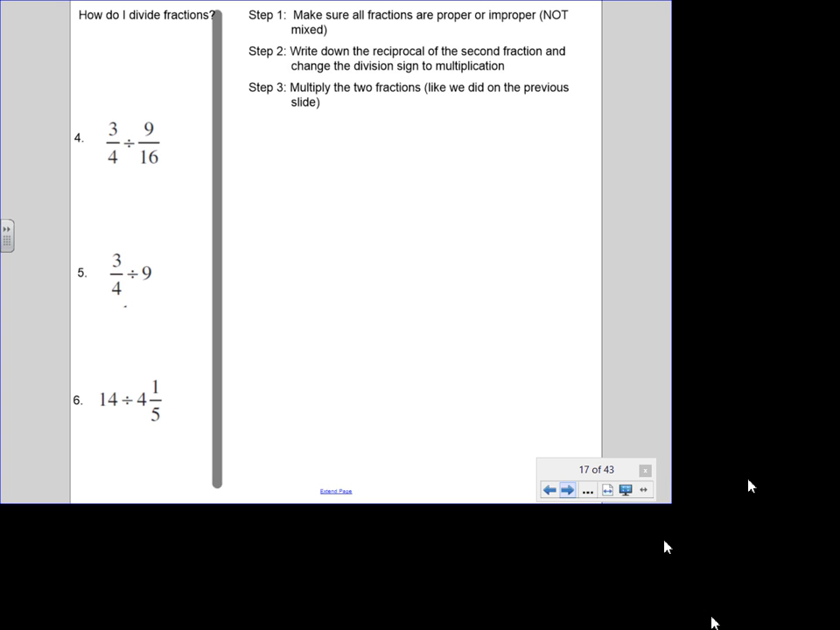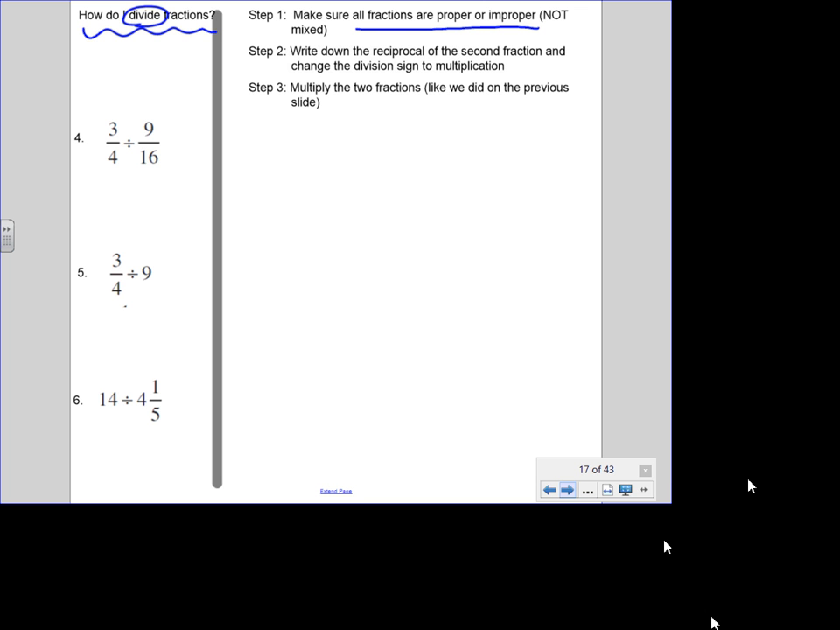Our second question is, how do I divide fractions? So the question is division now instead of multiplication. We have 3 steps, very similar to multiplying. However, we have one additional step. So first, we have to make sure that all of our fractions are improper or proper. So that is actually the same step when we multiply as well.